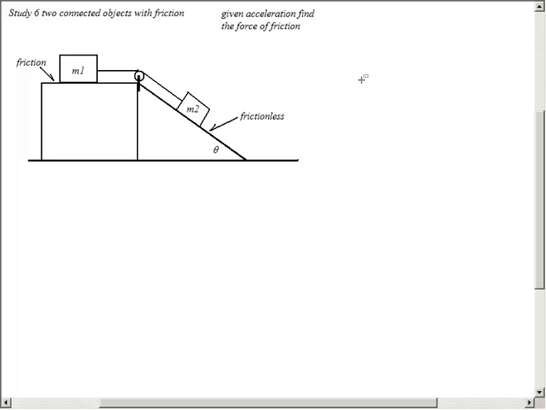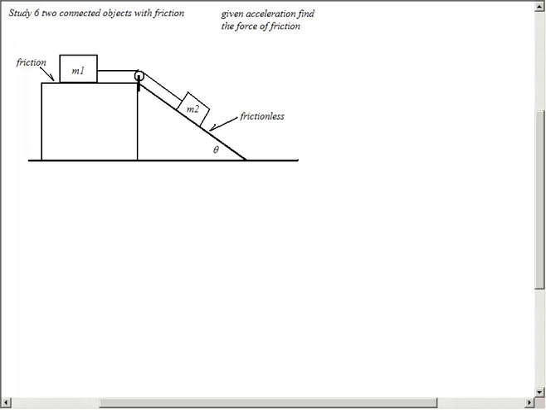Alright, we're going to be looking at study 6. It is two objects connected together. Object 1 on the horizontal surface has friction. Object 2 on the incline has a frictionless surface. Our job is to find the force of friction given the acceleration of the system.